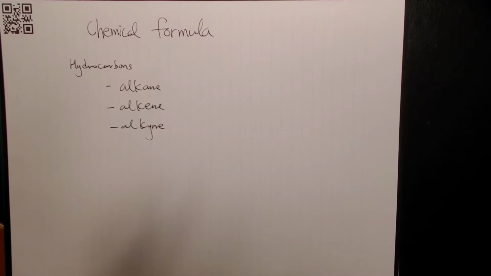All right, so chemical formula. I want to say in this brief video that chemical formula is more than just calculating molecular weight or ratio of atoms in a compound. You know, there are hydrocarbons: alkane, alkene, alkynes. And you also have corresponding cyclic structures of alkane, alkene, and alkyne.